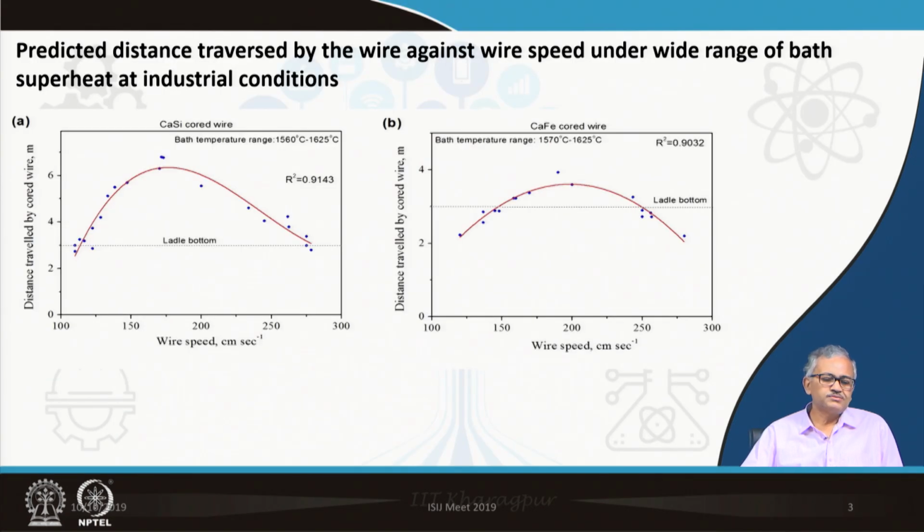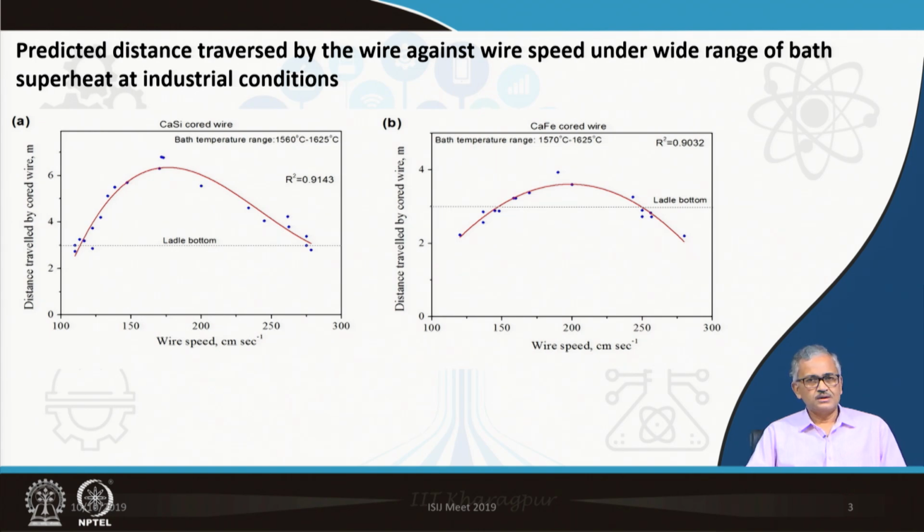Okay, so this is the first result. We have calculated the distance traversed by the wire against wire speed, that is, 100 to 300 meters per minute. This is the range in which industry uses the speed of the wire. And you can see the bath superheat is not constant; it also varies between 1560 and 1625, that is, by 75 degrees.